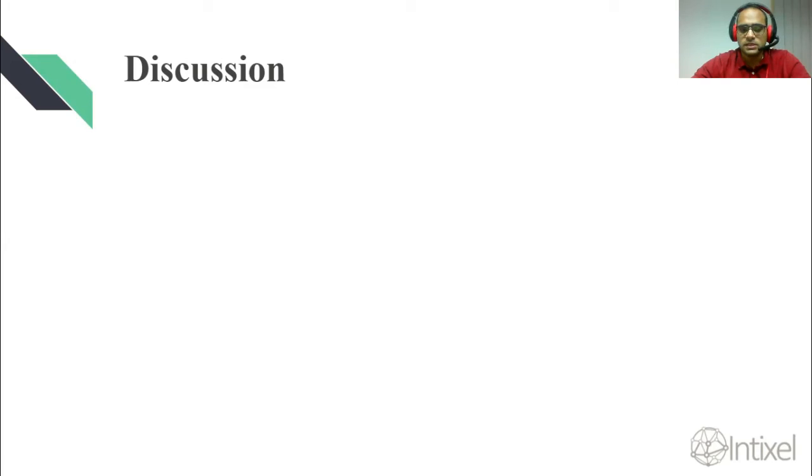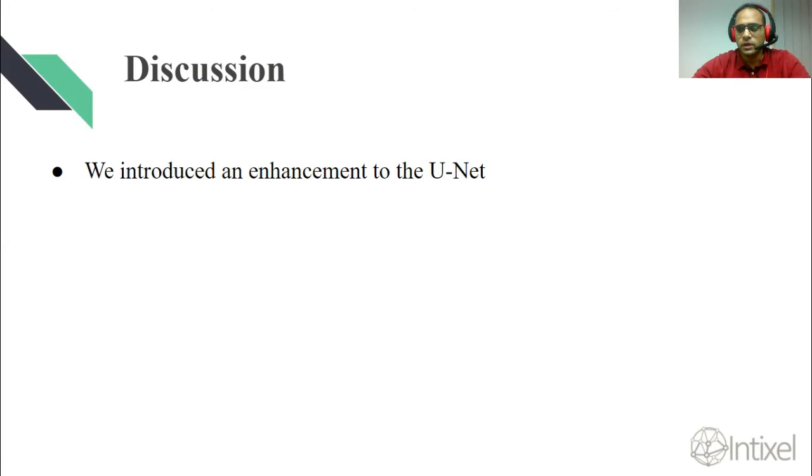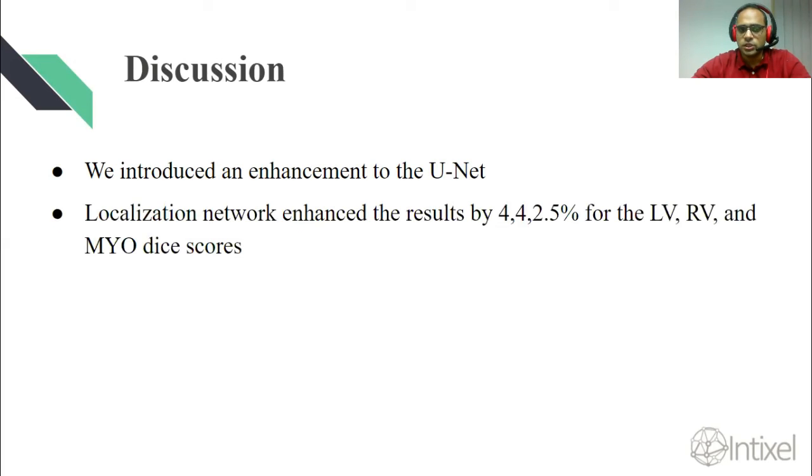So in this paper, we introduced an enhancement to the native UNET where we made it more robust to changes in size and also made it more context aware so it can generalize better for other vendors. The localization network we used actually led to an enhancement of the results by 2.5% for the dice scores for the LV, RV, and myocardium, respectively. So it was a useful step.